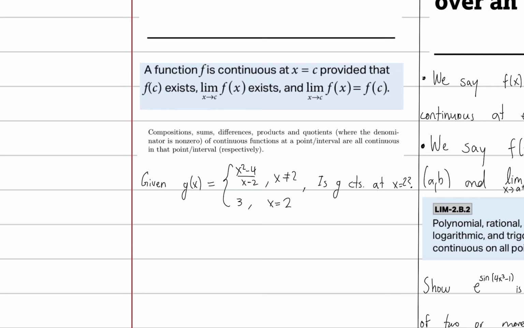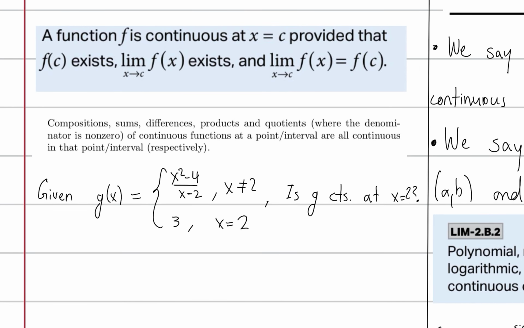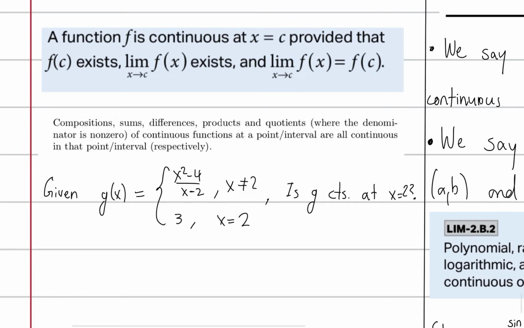And really, the last condition is the only one that matters because we're just saying that, okay, f of c exists. c is in the domain of f. That one's pretty obvious if we're saying that these two are equal. The limit exists. Well, that one is again implied if we're saying that these two are equal. And this is the main condition that we're going to be checking.